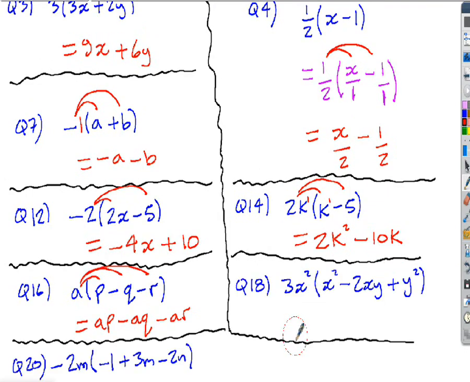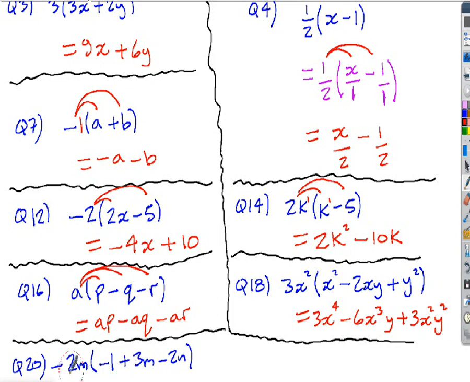Question 18, we have 3x squared outside the bracket, that's multiplied by the 3 terms inside the bracket. So 3x squared multiplied by x squared becomes 3x to the power of 4, using our first law of indices. 3x squared multiplied by the negative 2xy becomes negative 6x cubed y, and 3x squared multiplied by the positive y squared becomes positive 3x squared y squared.